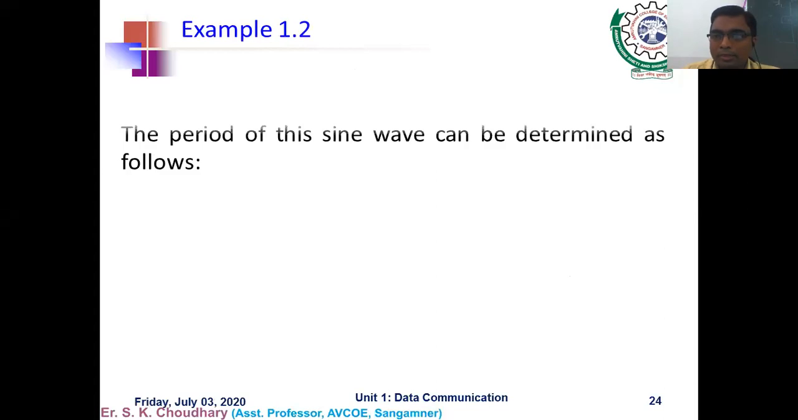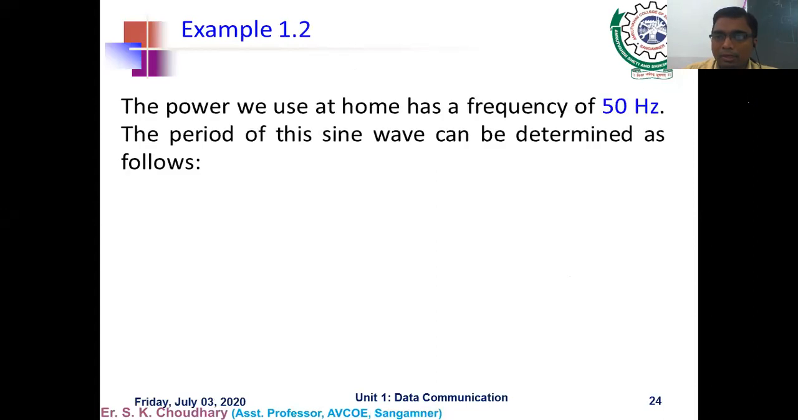Now we will take one example, and you have to solve it. As I have already mentioned in the group, you have to be ready with pen and notebook. So solve this problem. The power we use at home has a frequency of 50 Hz. In India, we receive power at 50 Hz. So what is the time period of this sine wave? If you convert 50 Hz into time period, what is the time period?